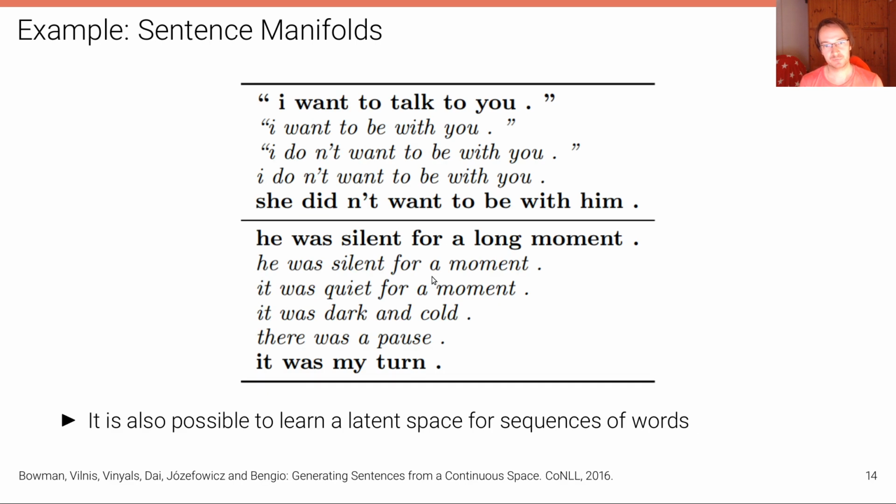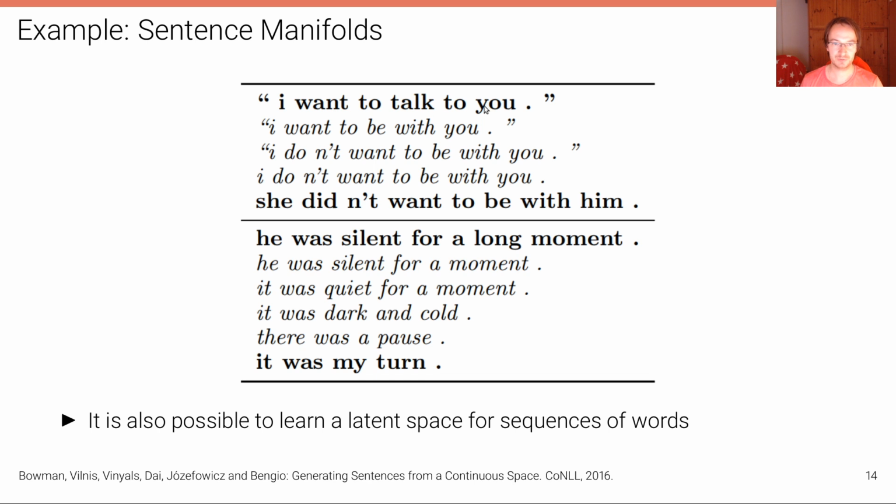And here's an example for sentences. It's also possible to learn a latent space for sequences of words, and then we can also interpolate between these sequences. And here are 2 examples. So we interpolate in that latent space now from the first sentence in bold to the second sentence in bold.